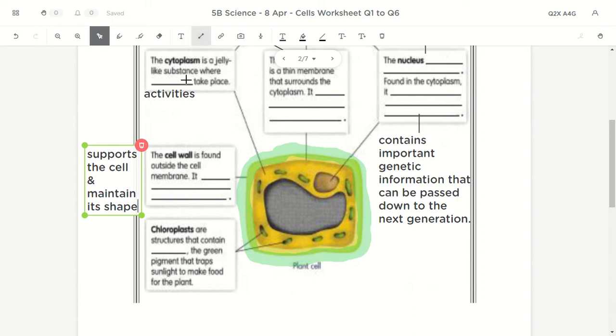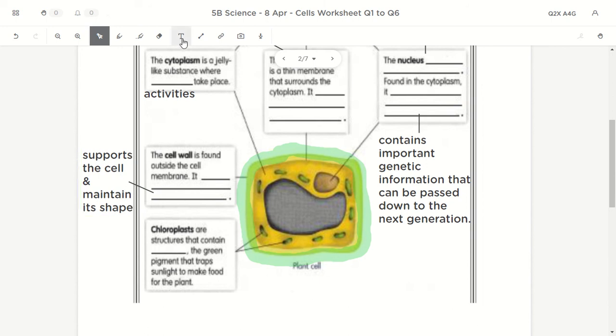Right, so let's connect these two together. Okay, so the cell wall is outside the cell membrane, of course. It supports the cell and it maintains its shape. That's why a plant cell always has a regular shape.